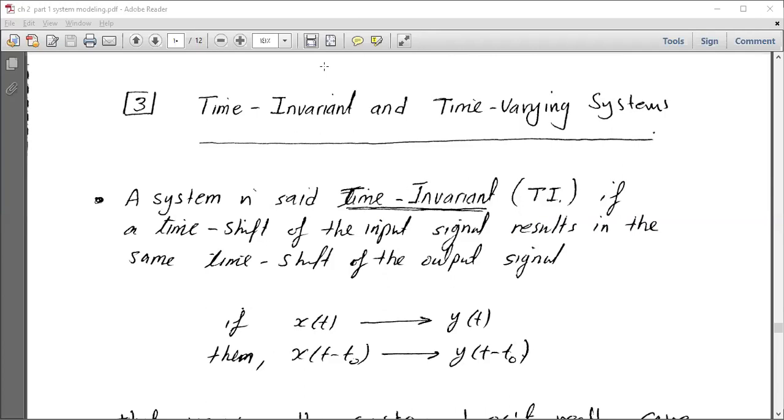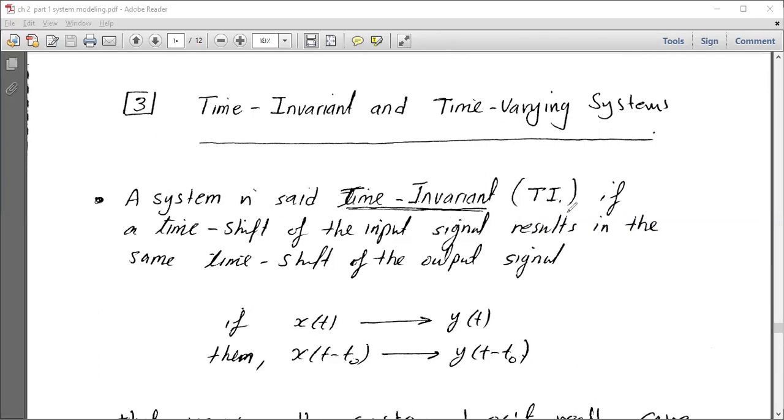Okay, now let's see this. What do we mean by time invariant and time varying systems? Simply, time invariant means it doesn't care about the origin. If you apply a distinct input at a time, then there's an output. If you apply the same input at any shifted time, you will have the same output shifted. This is what we mean.